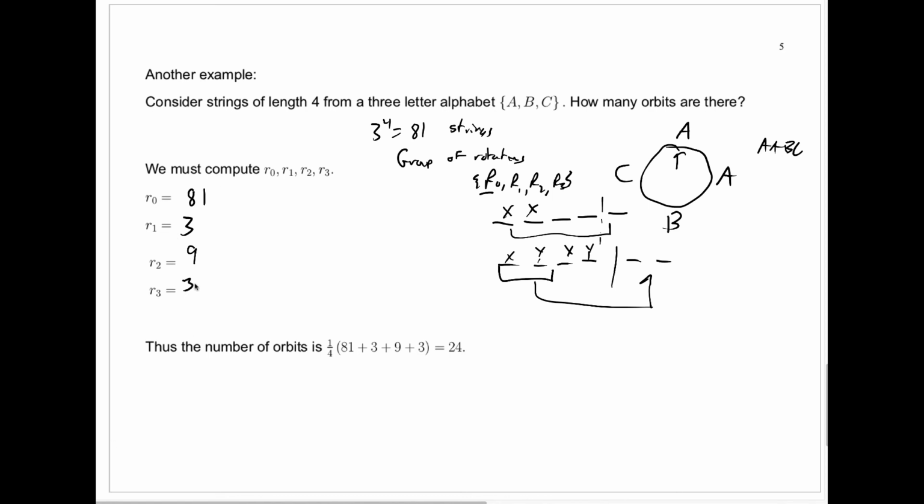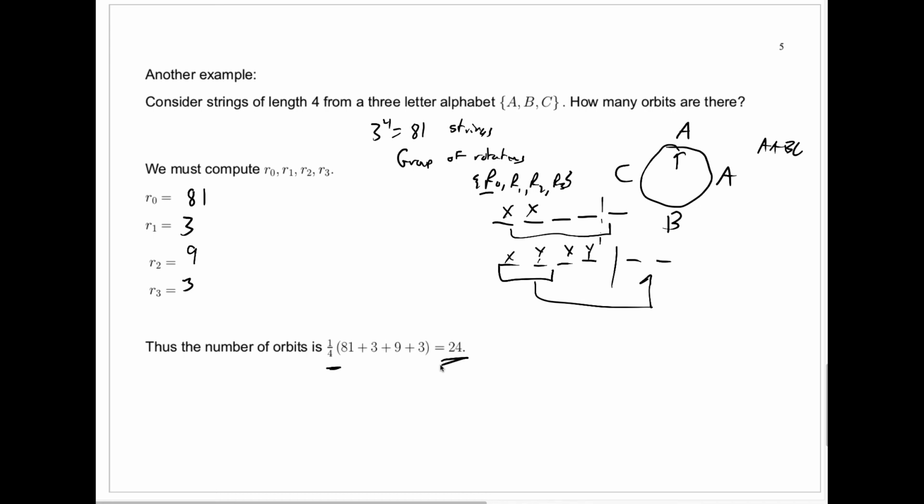So what is the total number of orbits? It's just 1/4 because we have a group of size 4. We take the average over the entire group of these invariant numbers: 81 plus 3 plus 9 plus 3 is 96. 96 over 4 is 24. We have exactly 24 orbits.